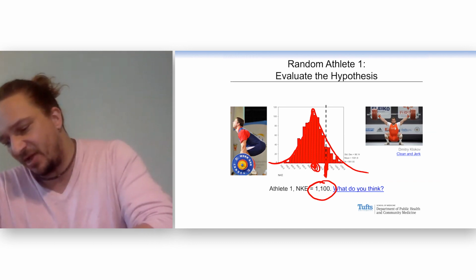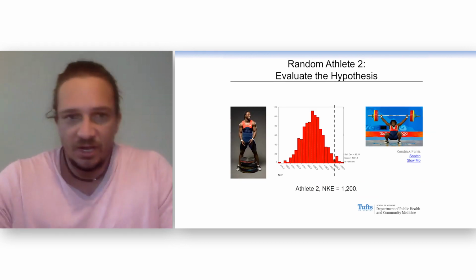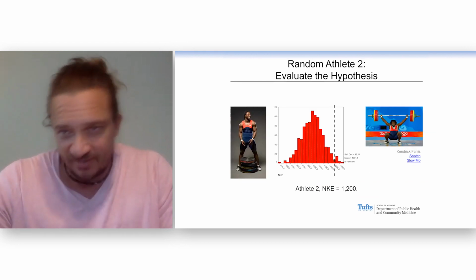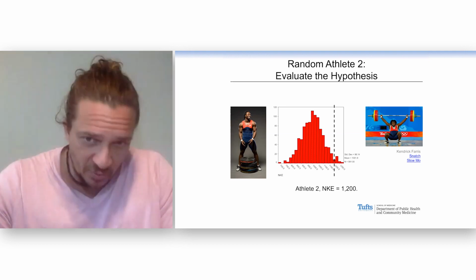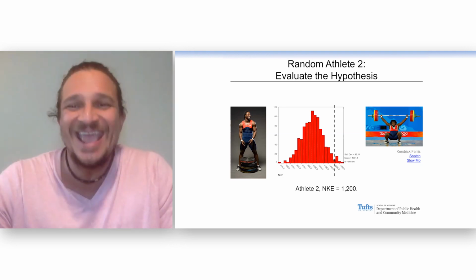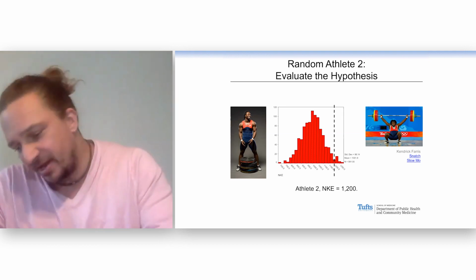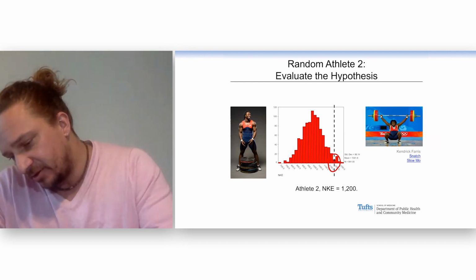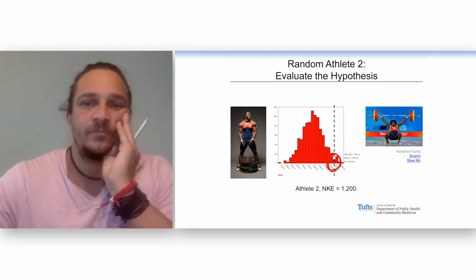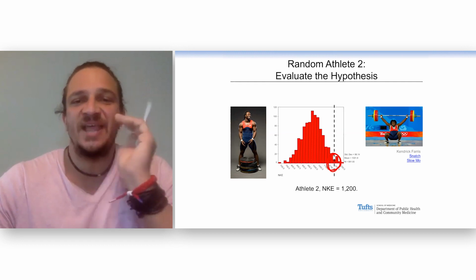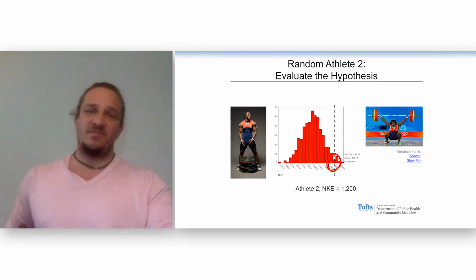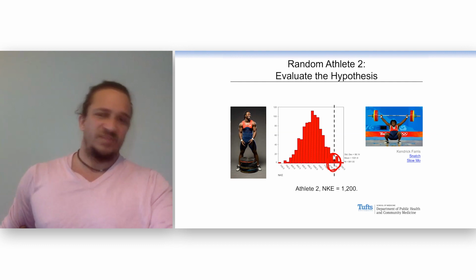So let's say we randomly pick another athlete. This is Kendrick Ferris. He's one of the strongest Americans. He's from Louisiana. Let's say we randomly test him, and we get a number of 1,200. Now, he's 2 standard deviations above the mean. Is he a cheater?